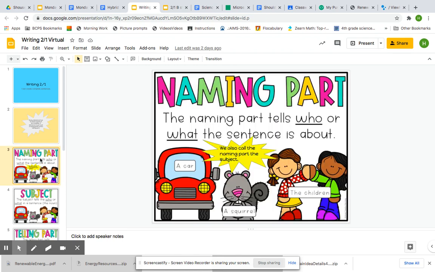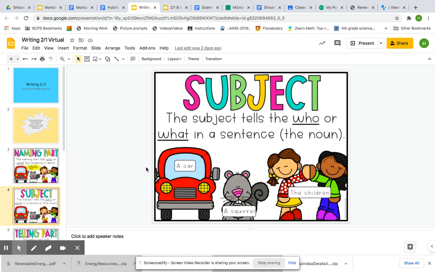So, the naming part tells who or what the sentence is about. If it's about a car or a squirrel or the children. We also call the naming part the subject. And so the subject is the same thing as the naming part, it's the noun of the sentence.